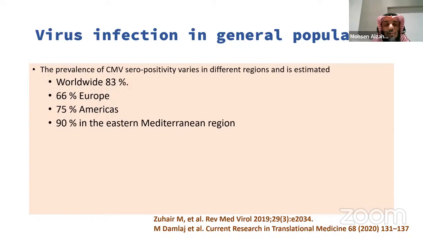The virus infection rate in the general population varies depending on the region of the world. Worldwide, 83% of the population are seropositive, meaning they got infected with the virus and developed immunity. In Europe the rate of infection is around 60%, and in America 75%. In our region, the Middle East and Africa, here in Saudi Arabia, 90% and above of the population are infected and seropositive. This is very important for selection of donors and management of post-transplantation.